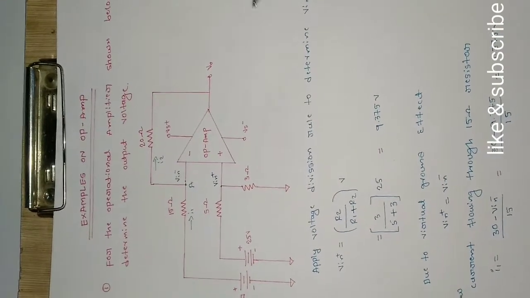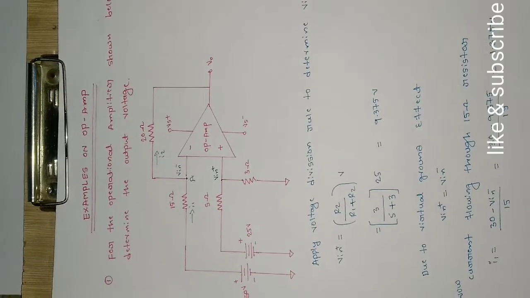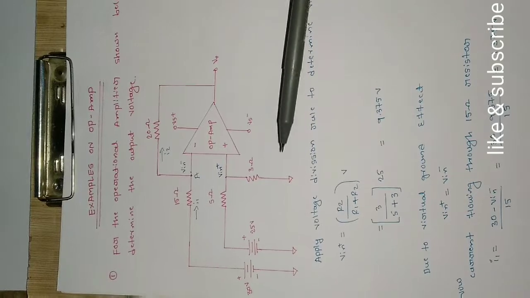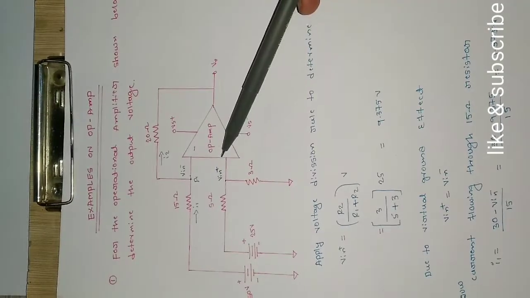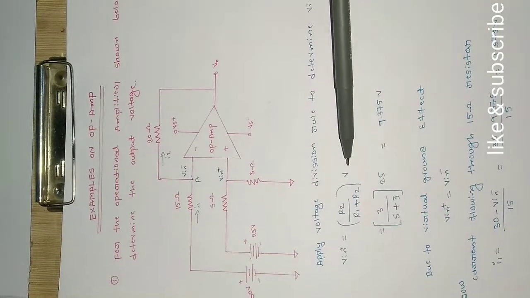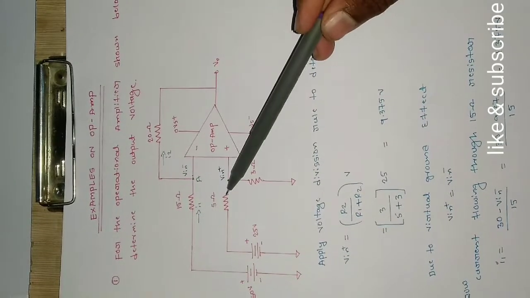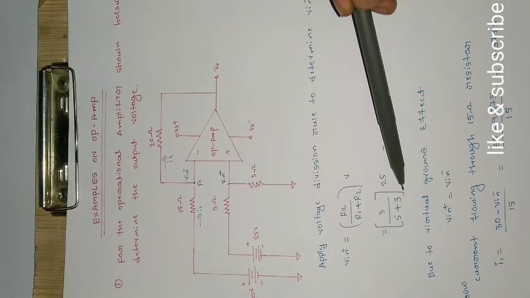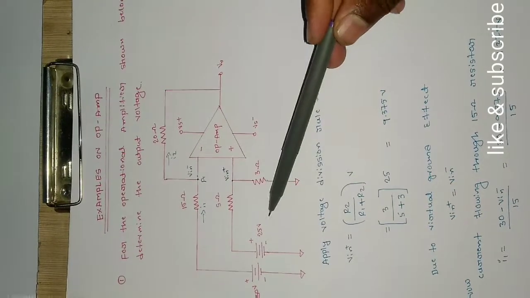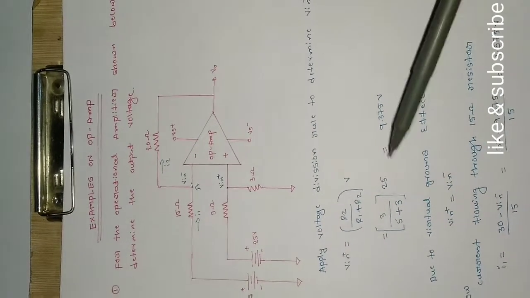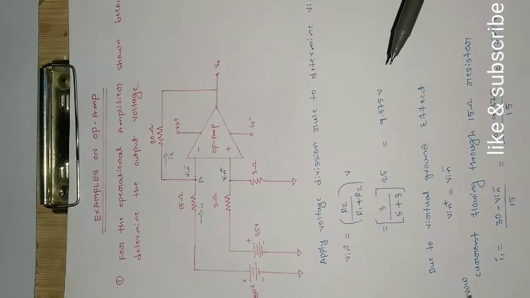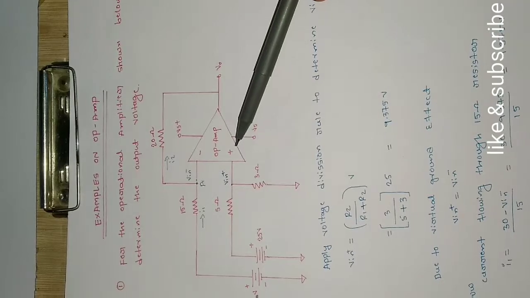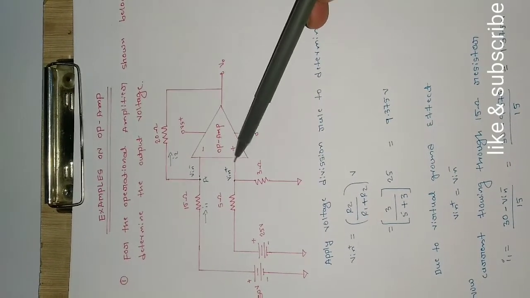Okay, so first apply the voltage division rule to determine V in plus. So V in plus will be equal to R2 divided by R1 plus R2, into the input voltage. So this is R2 and this is R1 in this case. R2 is 3 and R1 is 5, and again R2 is 3, multiplied by the input voltage which is 25 volt here. When we calculate this, we will get 9.375 as the voltage which is present at the non-inverting terminal of the operational amplifier here. Okay, so we have got V in plus.